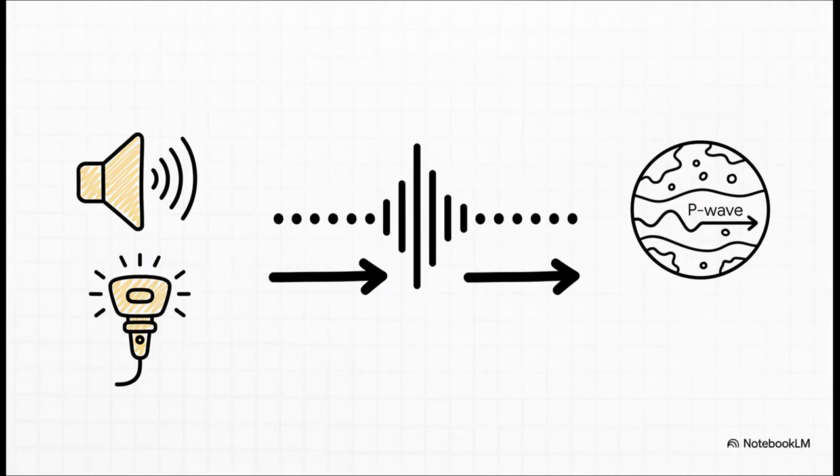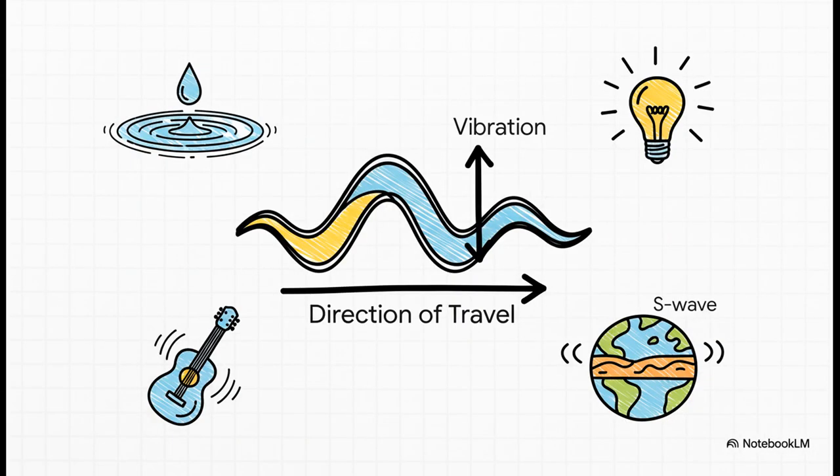So let's zoom in on those longitudinal, or push waves. You find them all over the place. Sound waves, ultrasound, even the P waves in an earthquake. And here's a fantastic little trick to remember this one. A seismic P wave is all about pressure, it pushes, and the particles move parallel. How great is that?